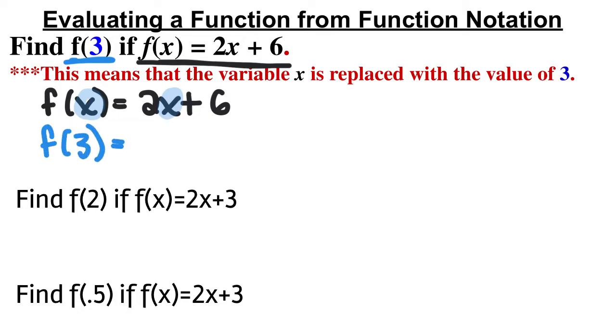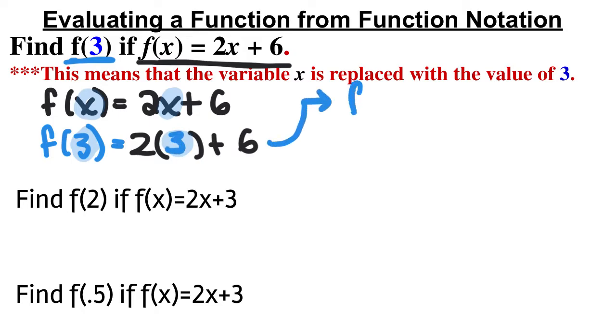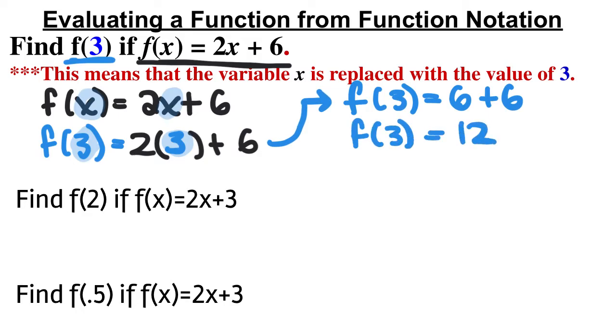I'm going to rewrite the entire expression from above, but now I'm going to fill in a value of 3 for this x right here. So it'll be 2 times 3 plus 6. Now if I simplify this, f of 3 is 2 times 3, which is 6, plus 6, and this simplifies to give us f of 3 is equal to 12. So our final answer here would be 12.